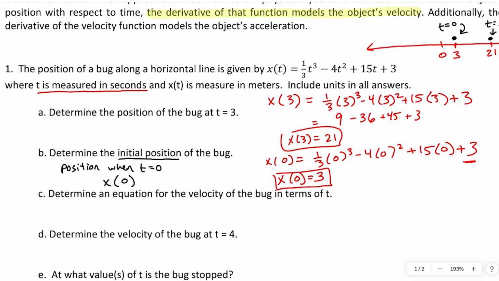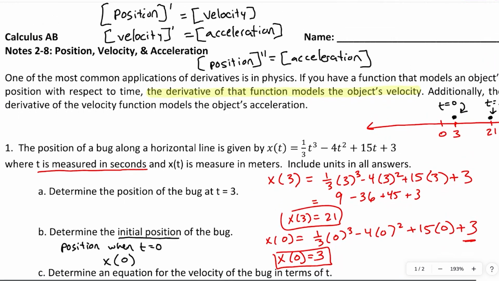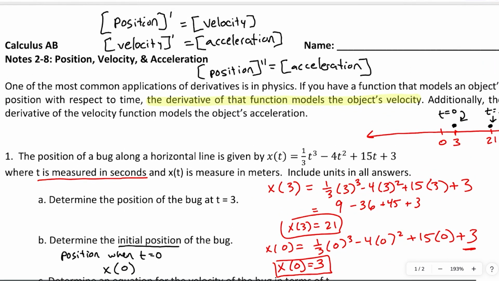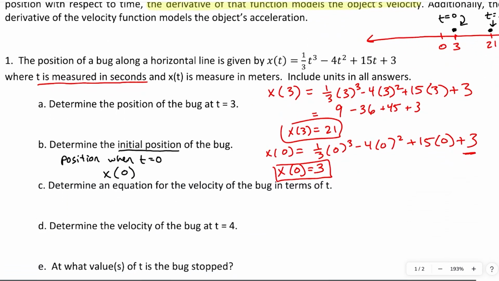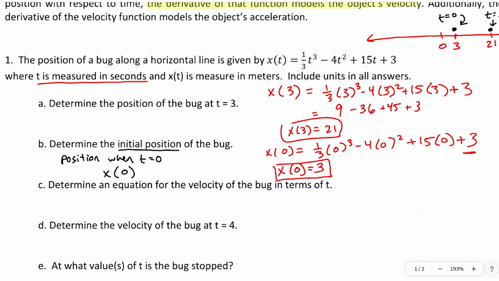Okay, so now we want to start talking about the velocity of the bug. How fast is the bug moving? If the bug's position is measured in meters and the time is measured in seconds, the derivative of this is going to be measured in meters per second. So how do we find the velocity function? Well, we just need to differentiate position. So we want to find the derivative of this position function.